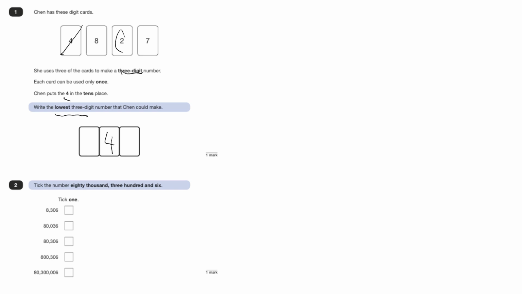So you pick the smallest number that goes here. And the next smallest is 247. Pick the number. And we have to learn how to read the number. 80,000 will come after 1,000. 306. If you write it out, you'll be able to find it. This one.